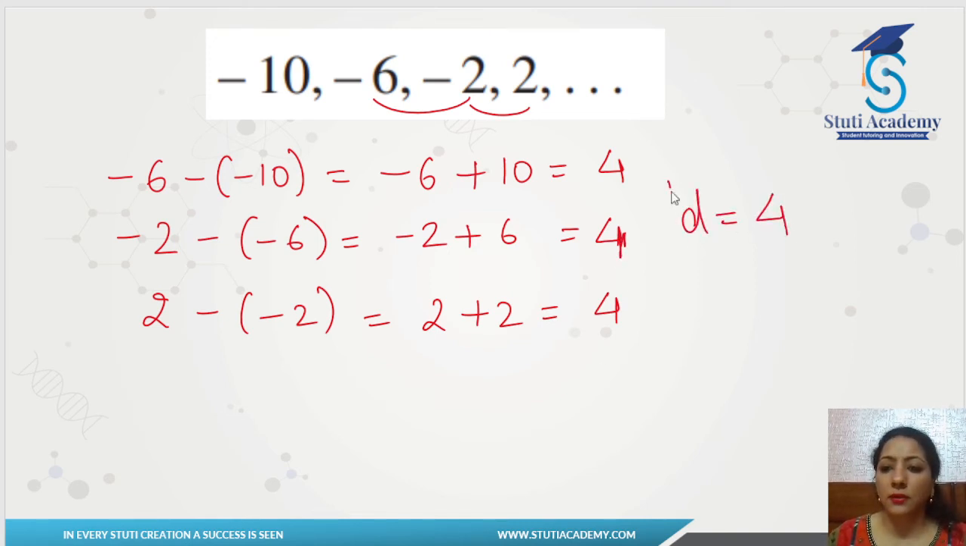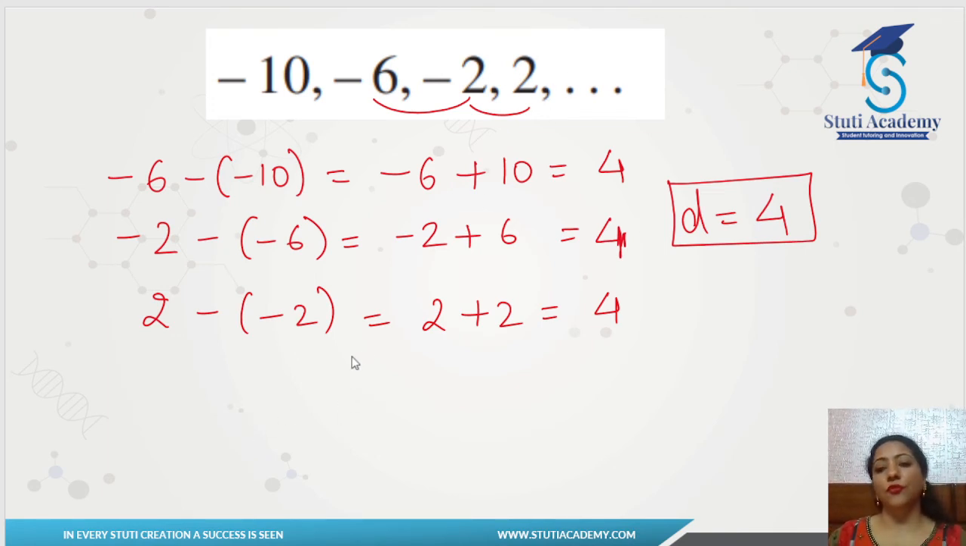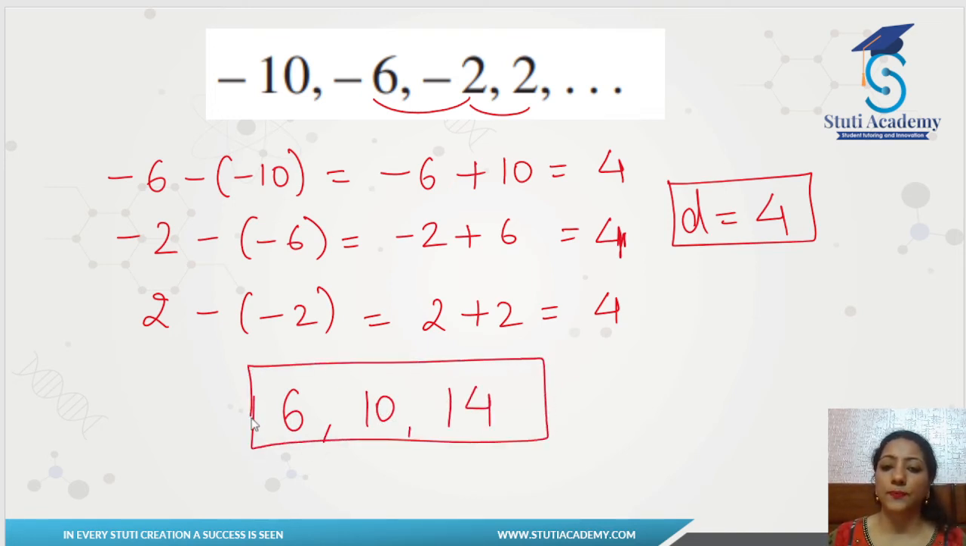Here there is a common difference. D is 4 here, positive 4. Every time we are adding 4 to get the next term. Yes, it is an arithmetic progression. And the next 3 terms would be, after 2, if we add 4, we will get 6, then 10. The next one would be 14. Every time we are adding 4.